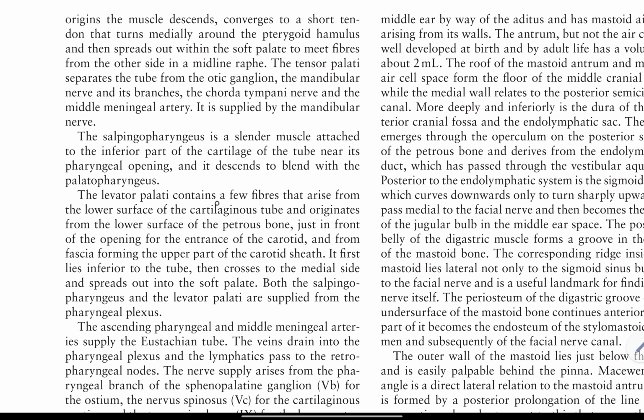The levator palati contains a few fibers that arise from the lower surface of the cartilaginous tube and originates from the lower surface of the petrous bone just in front of the opening for the entrance of the carotid, and from fascia forming the upper part of the carotid sheath. It first lies inferior to the tube, then crosses to the medial side and spreads out into the soft palate. Both the salpingopharyngeus and the levator palati are supplied from the pharyngeal plexus.